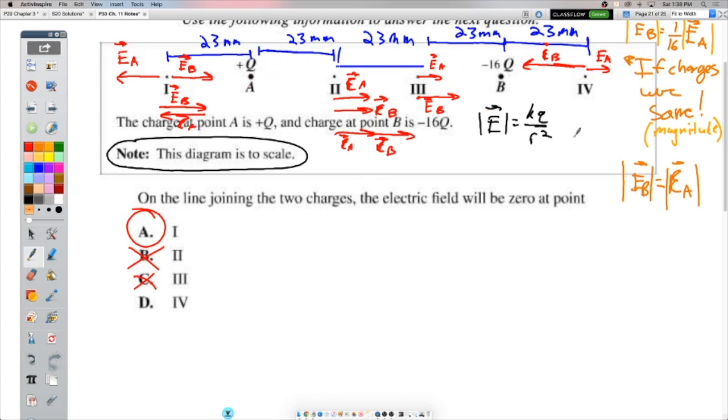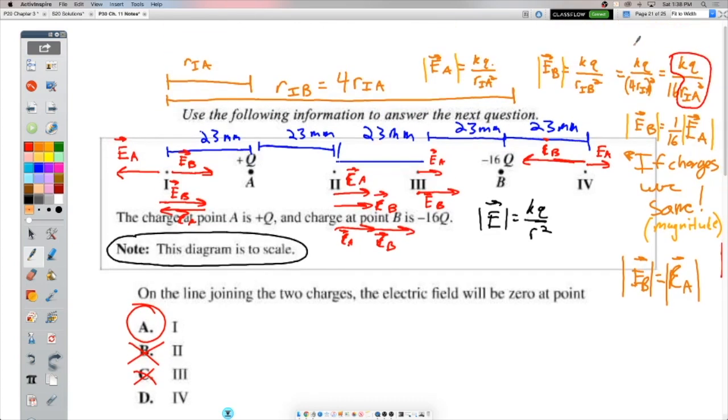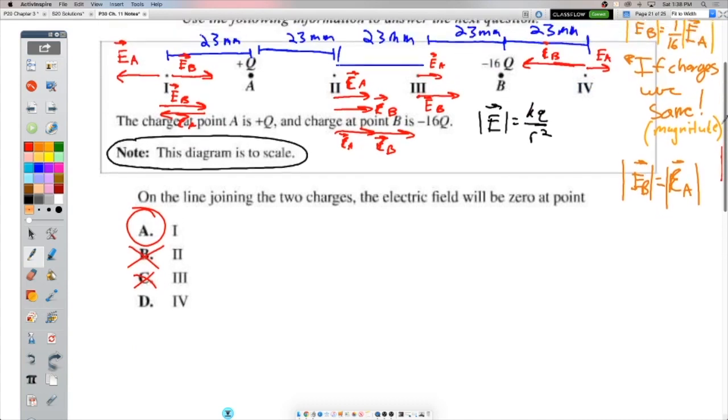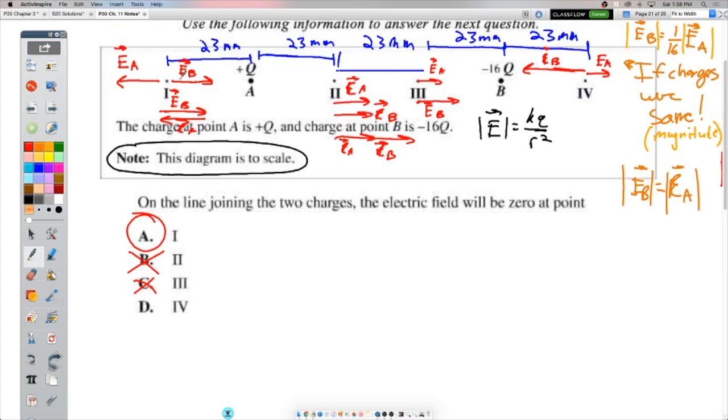So is it always necessary to break out and actually calculate? No, it helps to solidify our understanding, but again, use your noodle. Think about it. 1, 2, 3, 4. It's pretty apparent just by spending a few minutes wrestling with it that 1 is the only place you could end up with the electric field vectors canceling each other out.